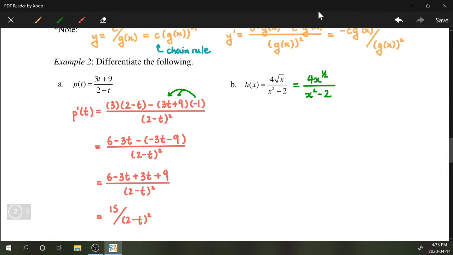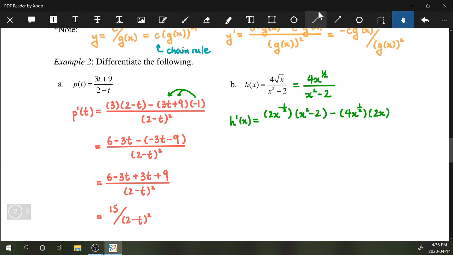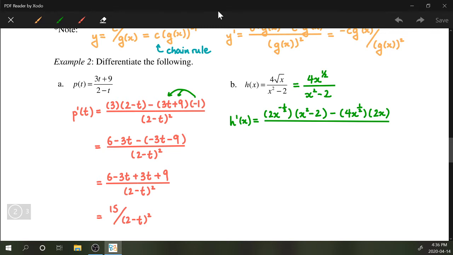All right, so if we take the derivative, again, using the quotient rule, we'll take the derivative of the 4x to the 1/2, which of course is 2x to the negative 1/2. And then the denominator is just x squared minus 2, minus 4x to the 1/2. You leave the numerator as is. And then the derivative of the denominator is 2x. And this will be all over x squared minus 2, all squared.